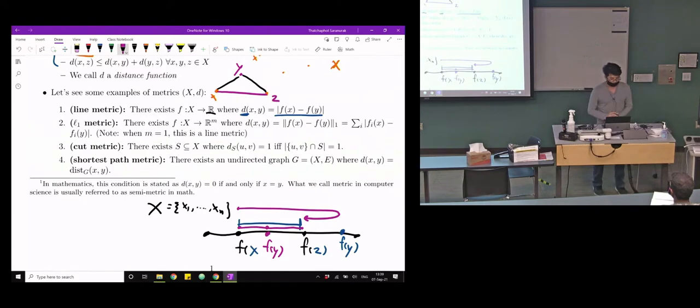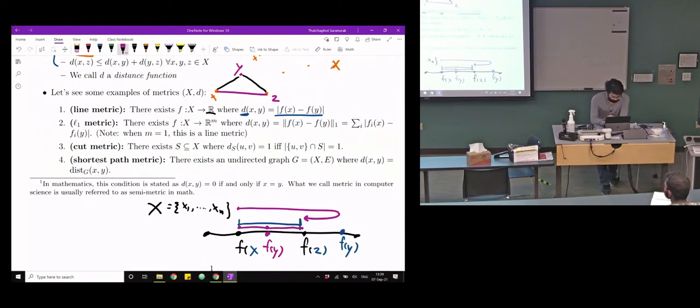We can talk about the L1 metric. So let's just look at this because it will be the main object in this lecture. The L1 metric is very similar to the line metric, except that it's in more than one dimension.